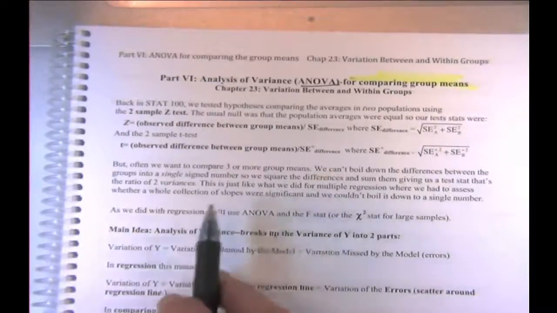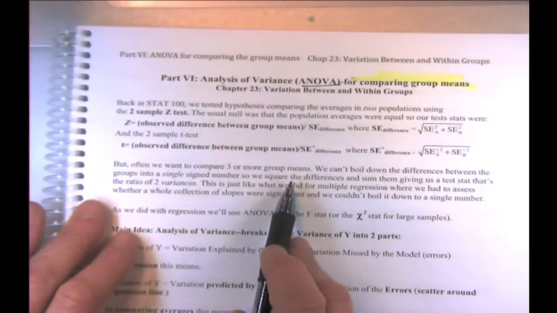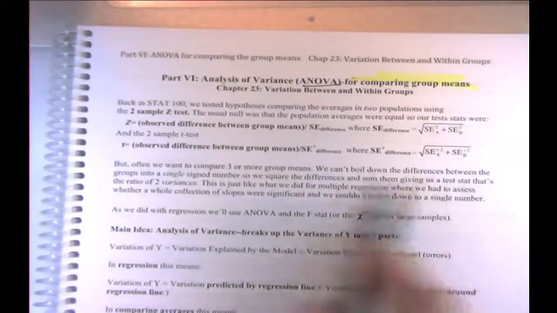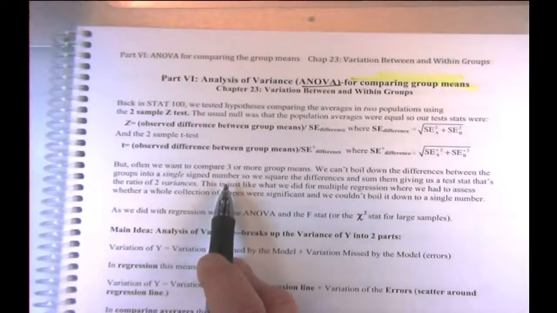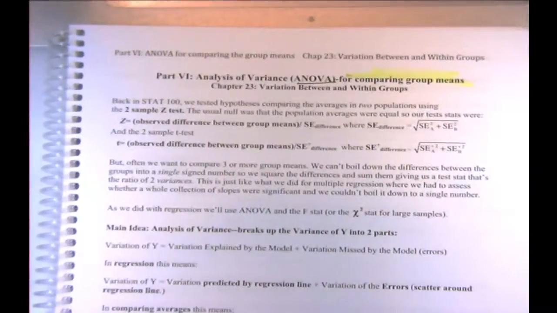But now what if we wanted to compare 3 or more groups? Like, let's say there was a significant number of trans people in here, so now we have 3 sexes. And we can't boil down the difference between the groups into a single number. We're looking at the difference between trans and boys, trans and girls, boys and girls. How can we do that? You can't assess a pattern of differences with a single number.